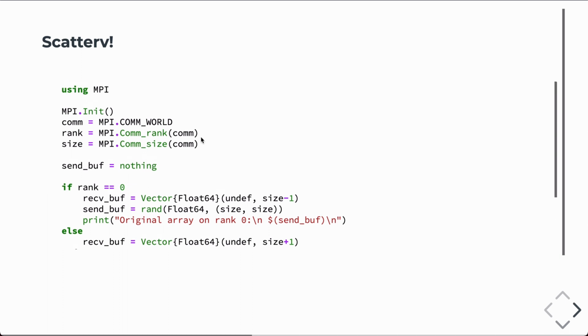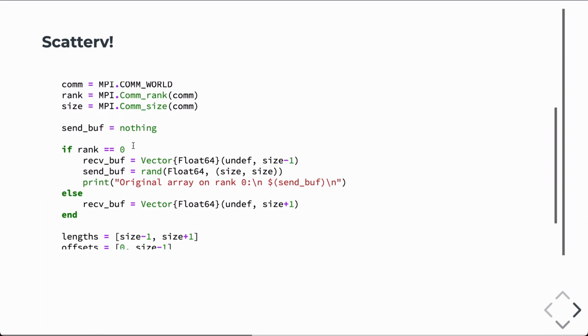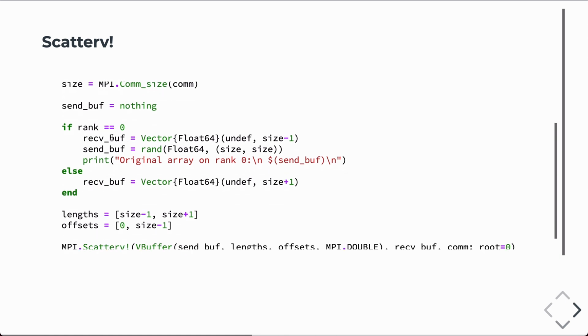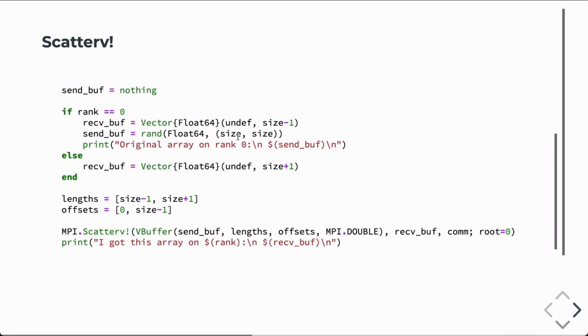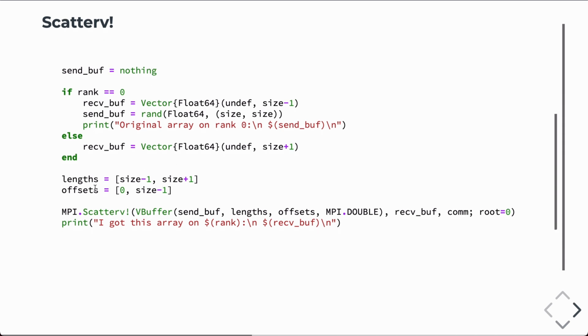Again, the initial part of the code is the same. We're going to define the send buff everywhere to be nothing. On rank 0, we're going to define a receive buffer that is of size minus 1. And on rank 1, we're going to define a receive buff that is of size plus 1. Otherwise, the send buffer will again be a 2 by 2 array. Again, this will only work on 2 processors the way it is written, because you have these additional arguments that you have to send to the Scatterv command, where you have the lengths. For the 2 processor case, this will be size minus 1, so that's 1, and size plus 1, that's 3.